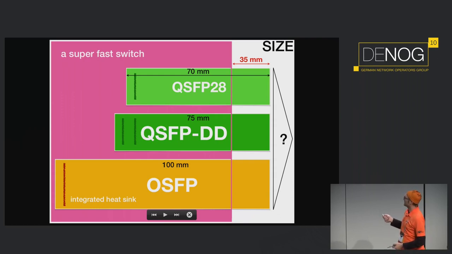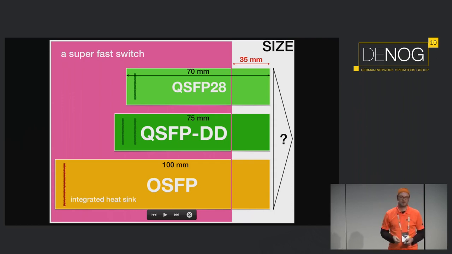The second type of transceiver which will drive 400 gigabit is called the OSFP. It's slightly bigger than a QSFP-DD, a little bit higher, but it has a nice advantage, which we'll see at the end when it comes to the power consumption. It has an integrated heatsink. I also mentioned the size here, and the reason why I mentioned it is the portion which sticks out of the front unit of our switch or router.